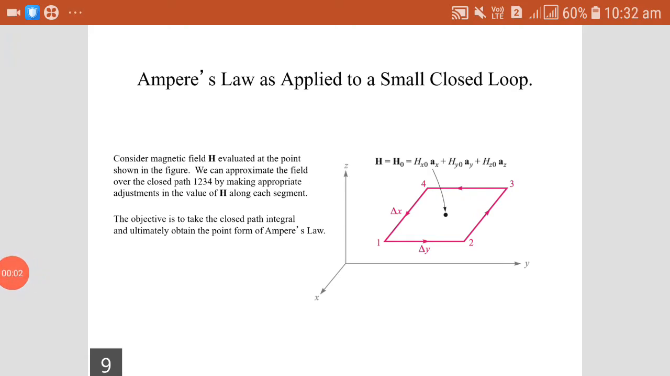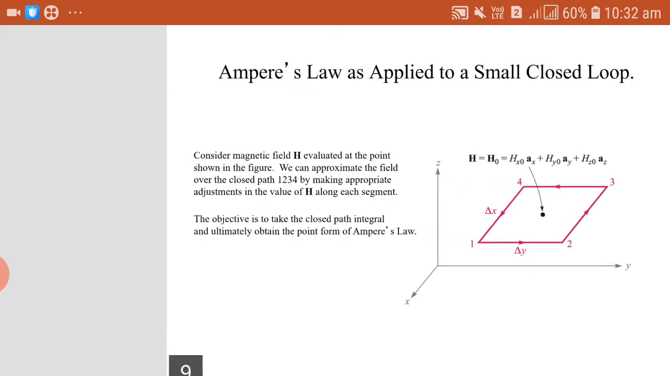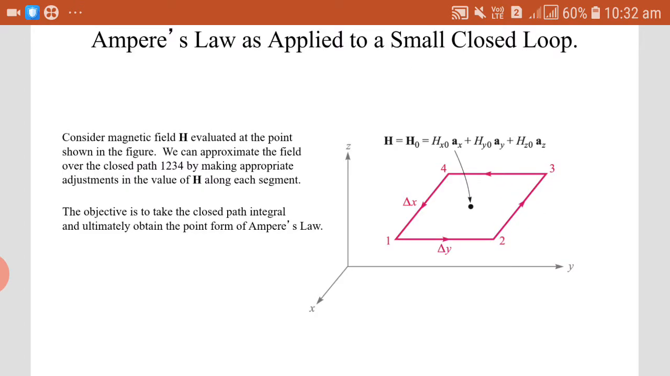Hello students, in the last class we discussed how to calculate the magnetic field in the toroid by using Ampere's circuital law. Now next we see one example, that is Ampere's law as applied to a small closed loop. For this you have to consider a Cartesian coordinate system, x, y, z axis.